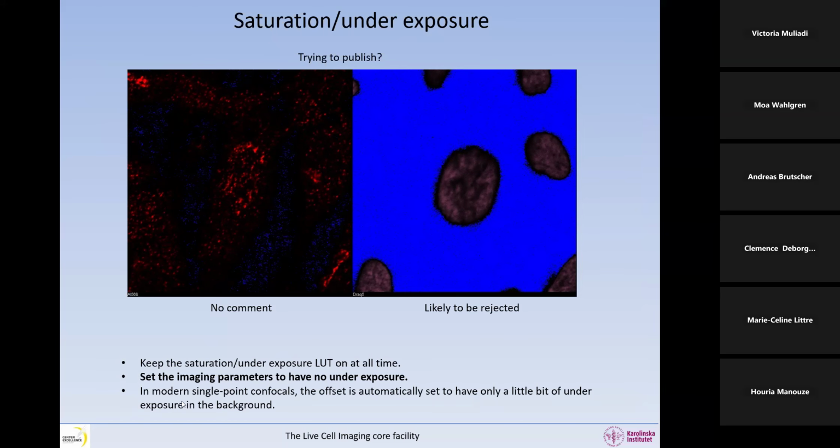And I want to point out that on modern single point confocals, I've said this before, the offset is nowadays automatically set to have something that looks like this, a little bit of blue in the background. On a single point confocal, it's calculated in a different way and it's very reliable. So for this reason, you should not touch the offset, except if you have an old confocal where this is going to change a lot depending on your settings, then you must have it. And by old, I don't mean very old, about 10 years or so, it changed.